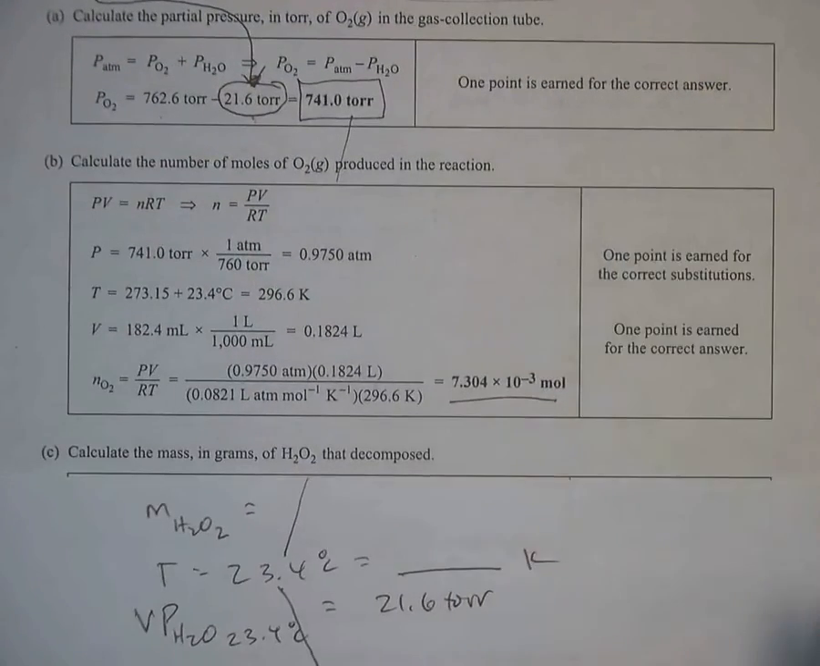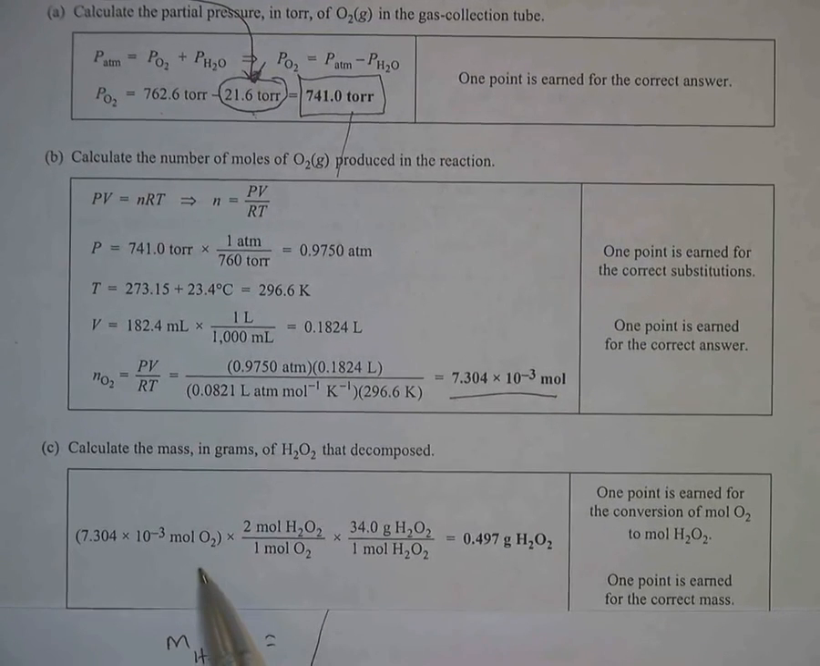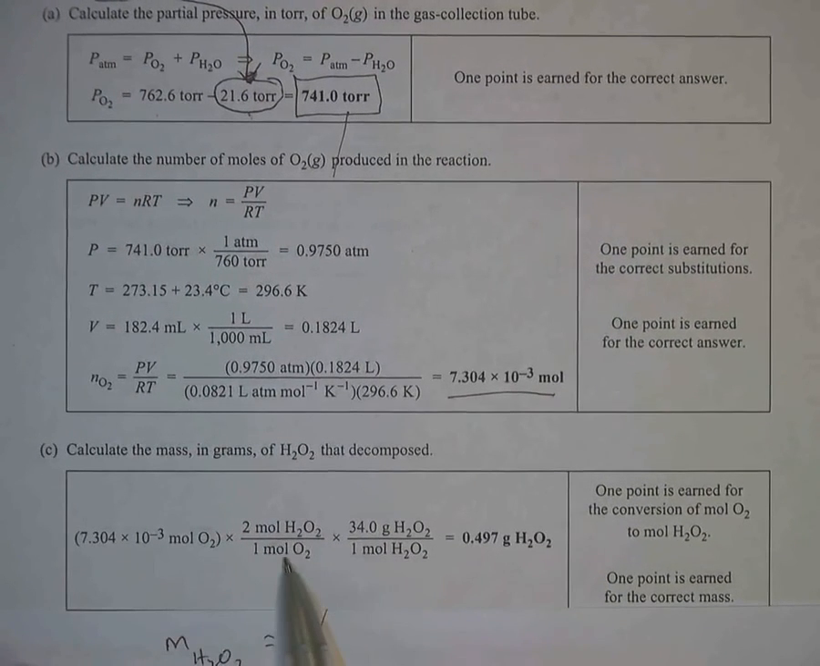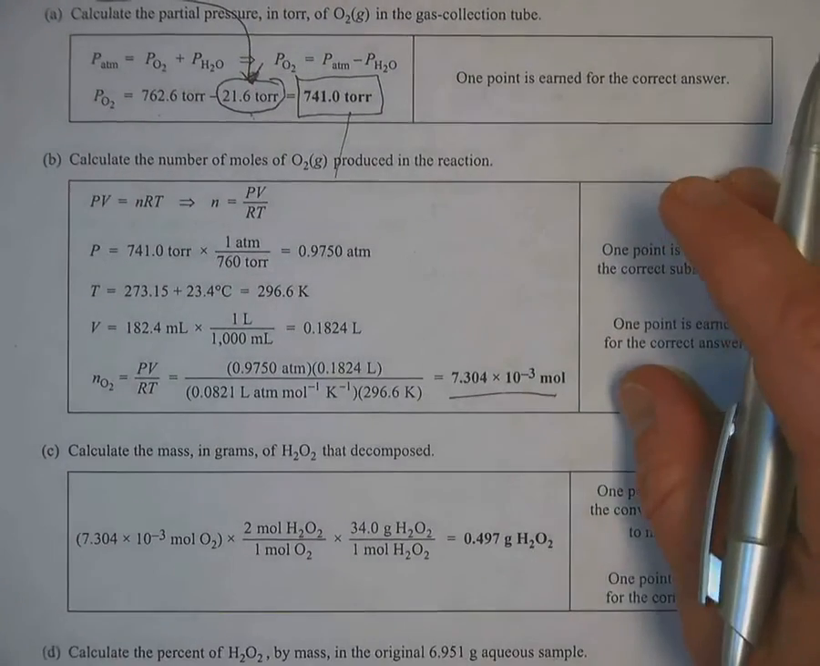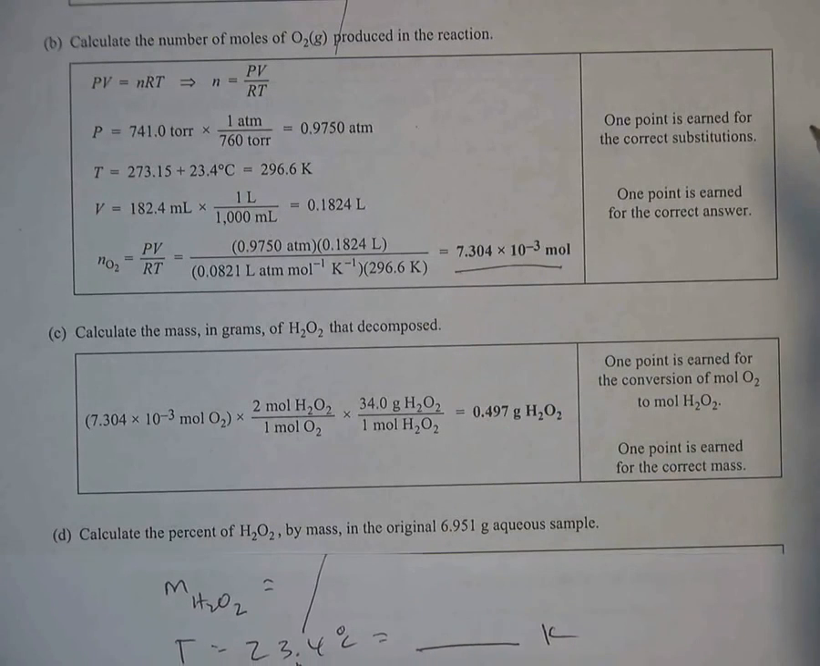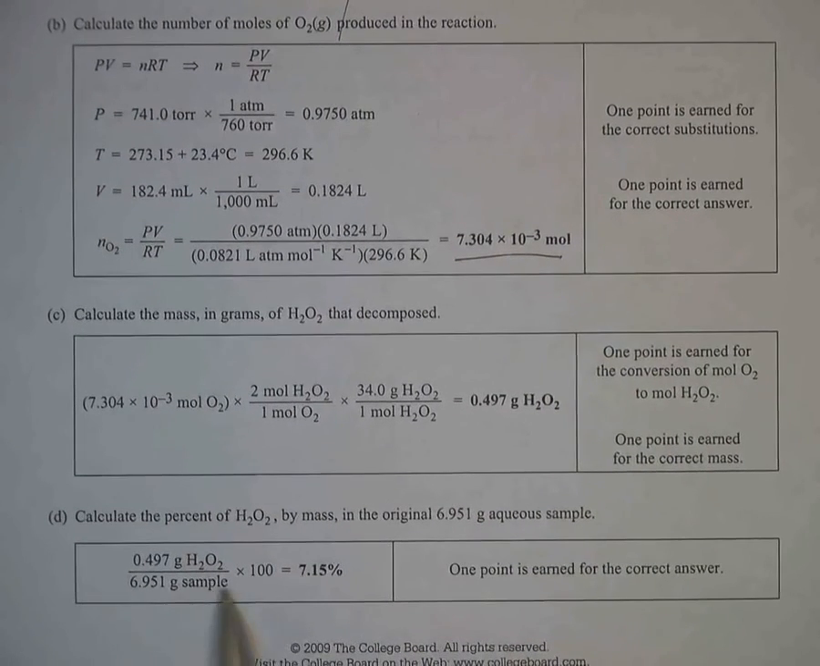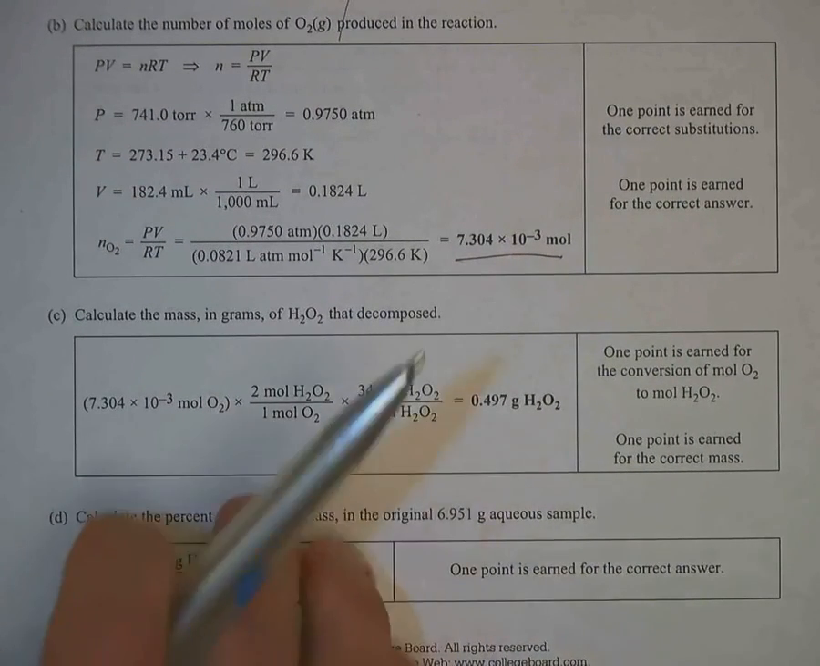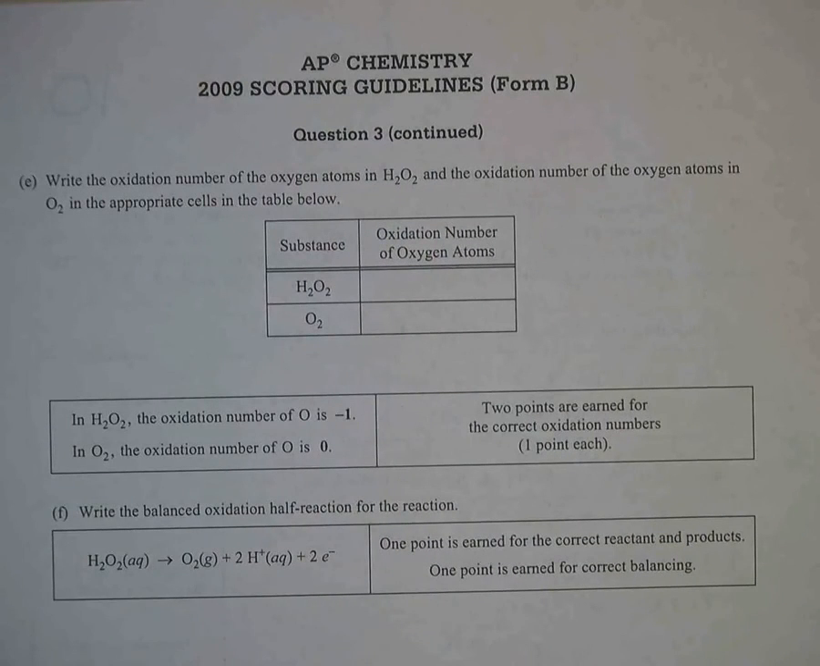Calculate the mass in grams of H2O2 that decomposed. Well, now it's a stoichiometry problem, and you need to go from moles of O2, which we got right here, 2-to-1 ratio, 34 grams in a mole, and we get the grams of H2O2. Calculate the percent by mass of H2O2 in the original aqueous sample. Now we take part divided by whole. Part that's H2O2 divided by the original sample times 100%, 7.15. On the back side, they ask a couple oxidation reduction questions, and that pretty much does it for the gas laws part of that question.